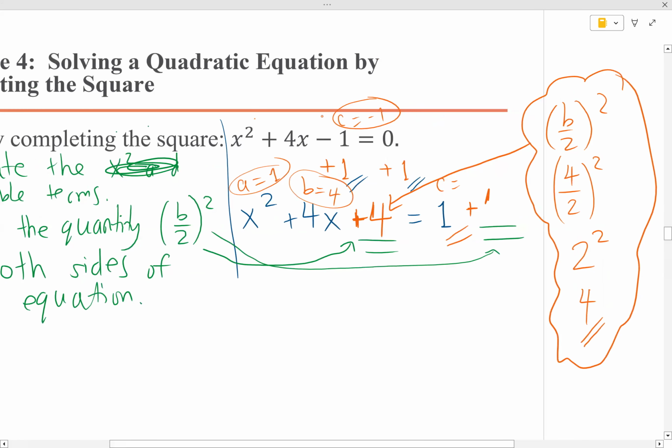4 is kind of a special number. When b is 4, the magic number you need to add to both sides will also be 4. But that won't always be true. If b is anything else, then that magic number, b over 2 squared, will not be the same. 4 just happens to have the property where half of itself squared is itself. Half of 4 is 2, square that, you get 4 back.